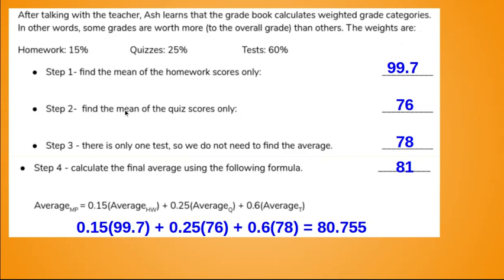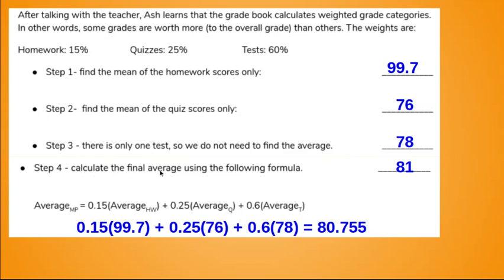The mean of the quiz scores only, there were 2, I believe, so you just had to add them together and divide by 2. That mean was 76. Step 3, there's only one test, so we do not need to find the average. I just put the test grade there, 78.